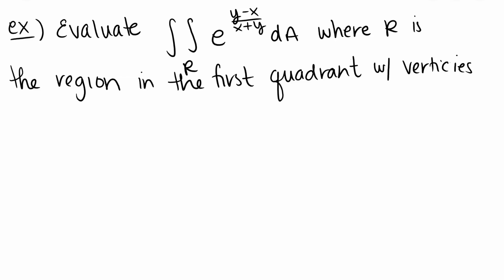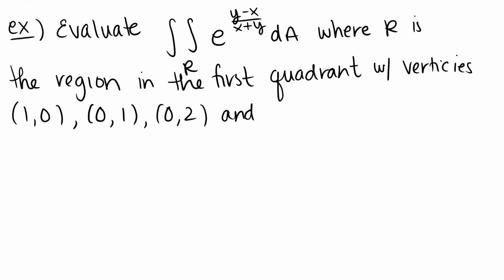Vertices? Is that how you spell vertices? Sure: (1, 0), (0, 1), (0, 2), and (2, 0). All right, so I'm not giving you a substitution here, so we have to figure that out on our own.